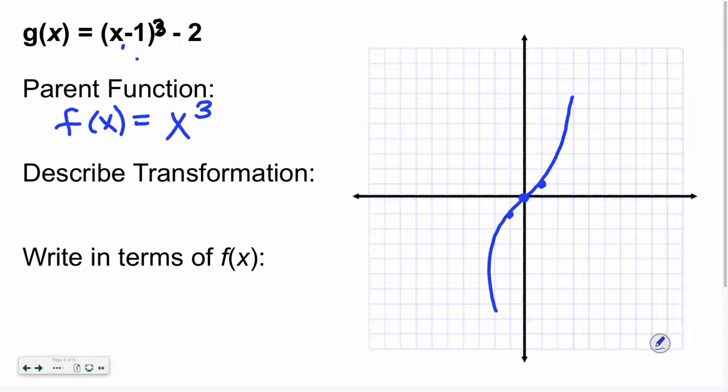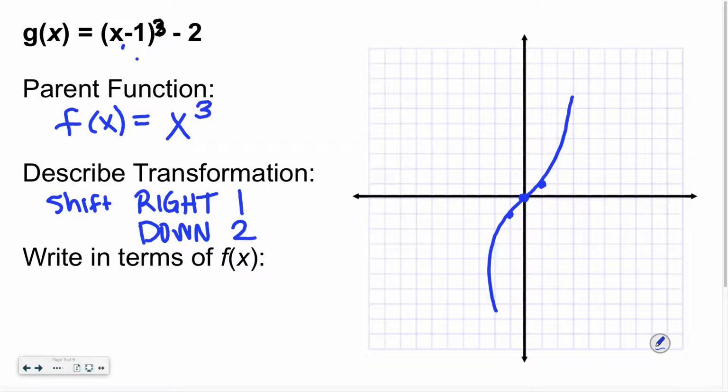So think about it. Don't say it out loud yet, but think about it. What are our transformations? What is that minus 1 doing? What is that minus 2 doing? Minus 1 is right 1, and then negative 2 is down 2. Shift right 1 and down 2. Okay. Excellent.